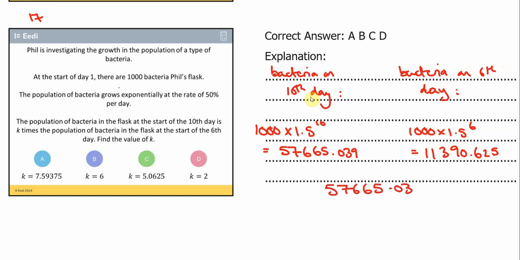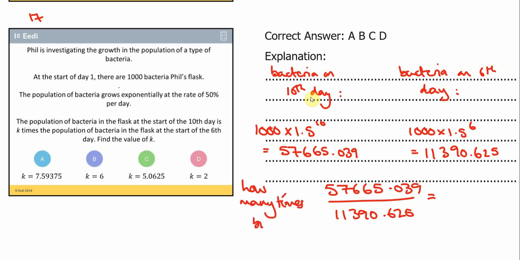So I'm just going to do the larger one divided by the smaller one. I'll tag that as how many times bigger. And when I do that, I get 5.0625. Aha, beautiful. K equals 5.0625. So it's 5.0625 times more bacteria on the 10th day than the 6th.